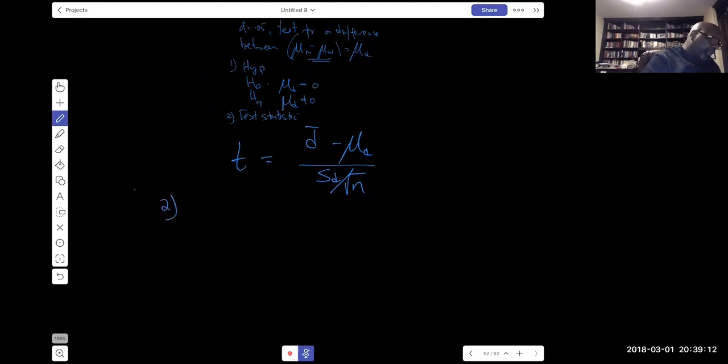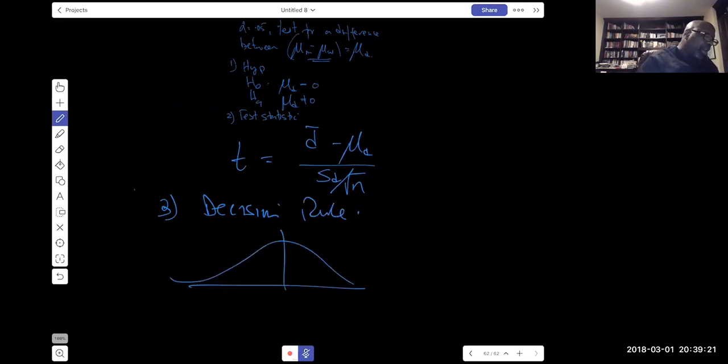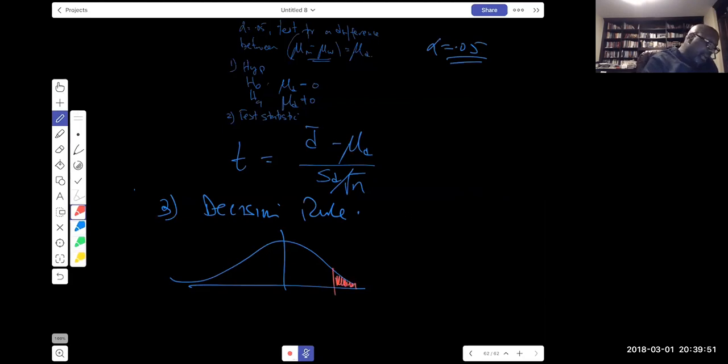So number 3, decision rule. Is this a one-tail test or two-tail test? We have an HA not equal to. Yeah, so that would be two-tail, right? Exactly. And the alpha, which is 0.05, must now be divided between both tails. So we have alpha over 2 over here, alpha over 2 over here.